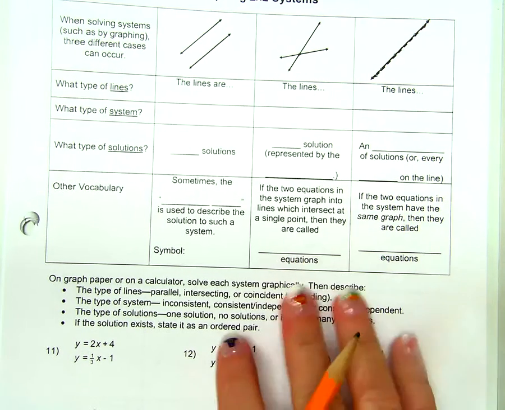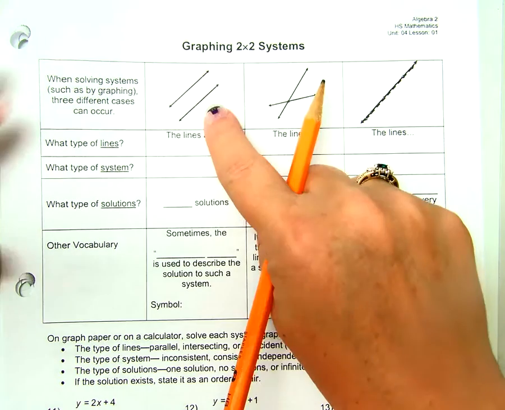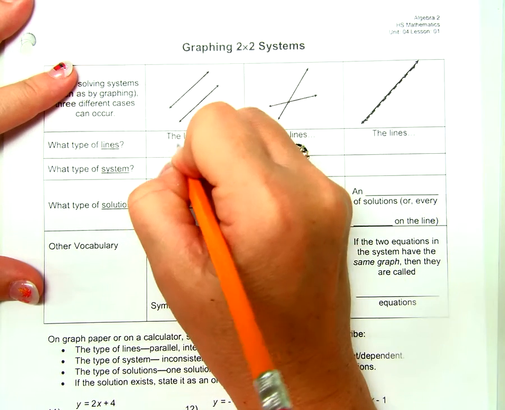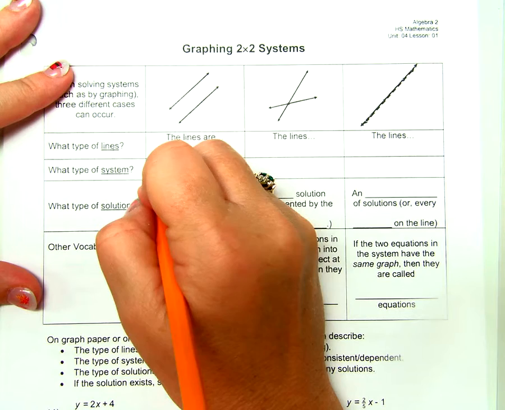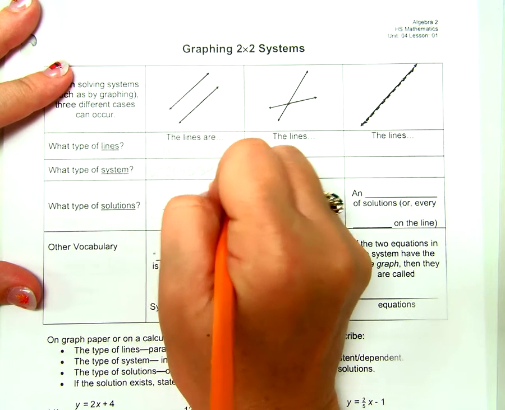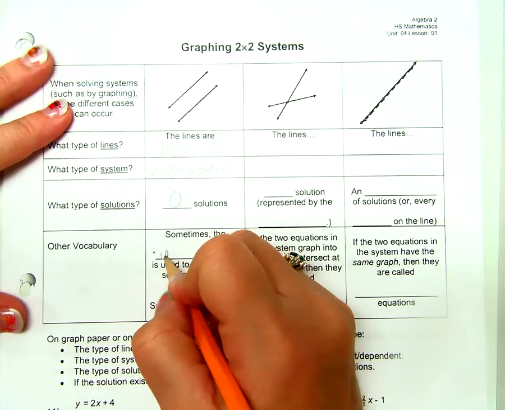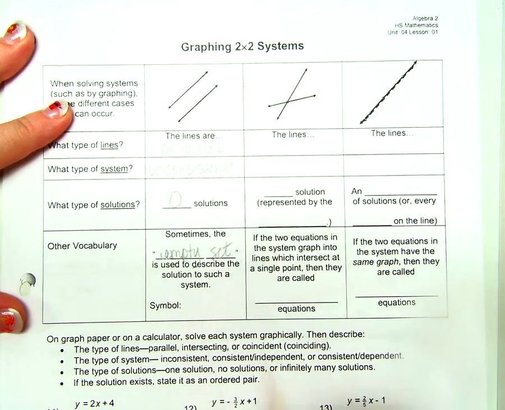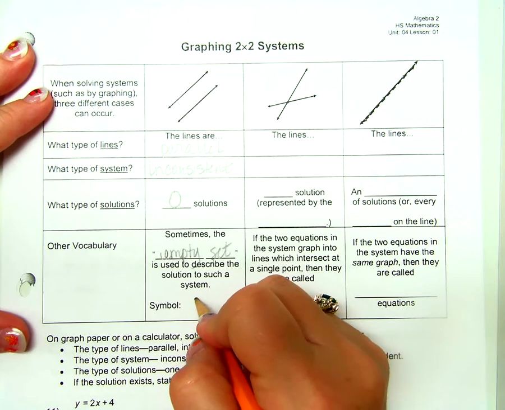Okay, so this last page, sometimes things are not what we expect. What type of lines are these? Parallel. This kind of system is called an inconsistent system. Any ideas why it's called an inconsistent system? Because they never meet. If they never meet, how many solutions do they have? 0 solutions. Sometimes the empty set is used to describe the solution to such a system. Do you know what the empty set symbol looks like? Nope, it looks like this.